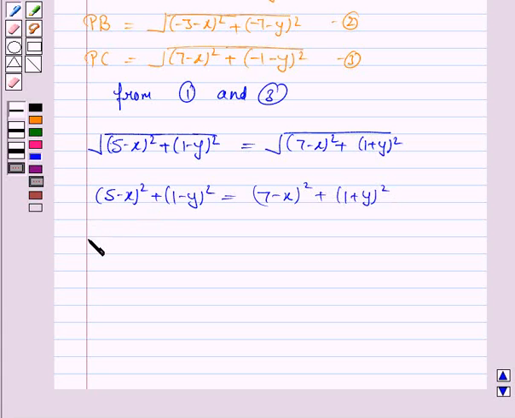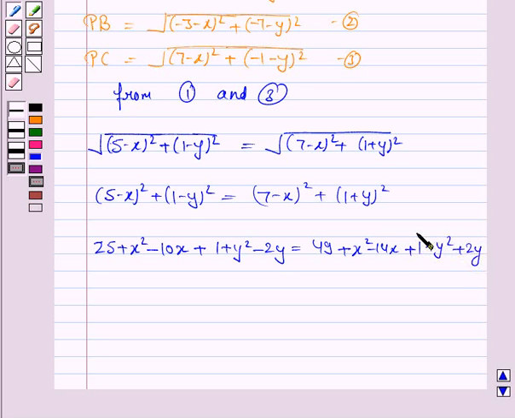Now apply the formula of (a minus b) whole square. So we have 25 plus x square minus 10x. (a minus b) whole square is a square plus b square minus 2ab. So this becomes minus 10x plus 1 plus y square minus 2y is equal to 49 plus x square minus 14x plus 1 plus y square plus 2y. Here we have applied the formula of (a plus b) whole square.